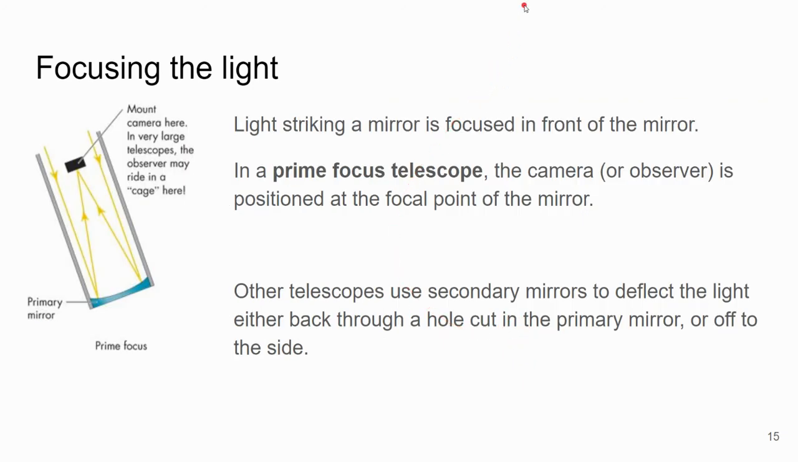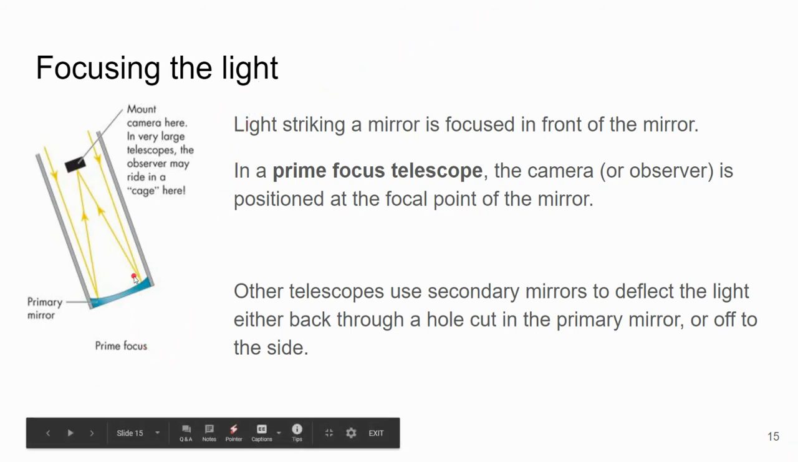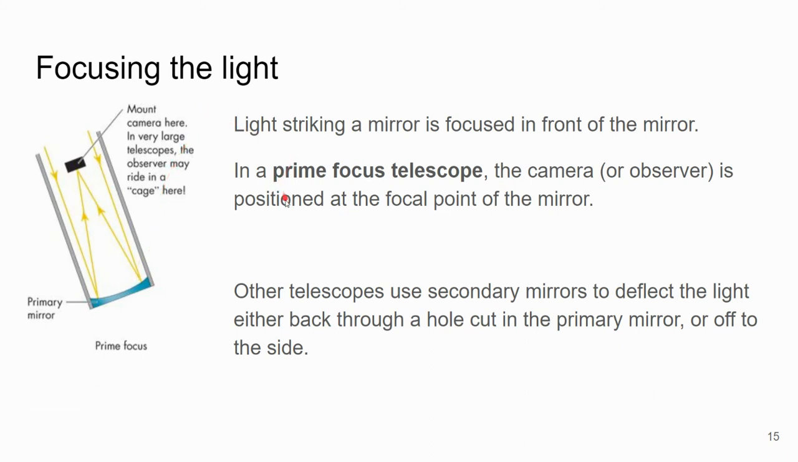So there are different things you can do. There are different basic designs of these reflecting telescopes. The light comes in, it's reflected, and then different things are going to happen. One type is called a prime focus telescope, in which case the light reflects and then it's focused here and you make your image right here. So that is one type.